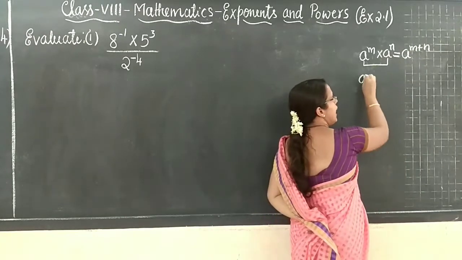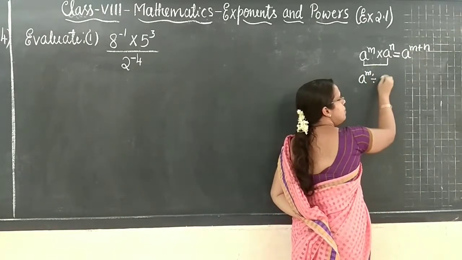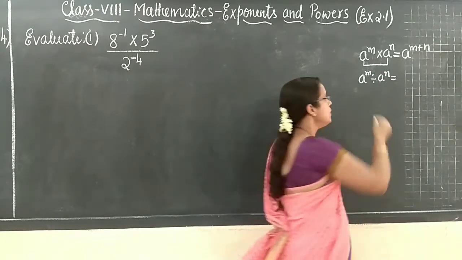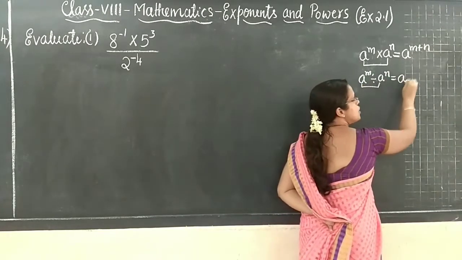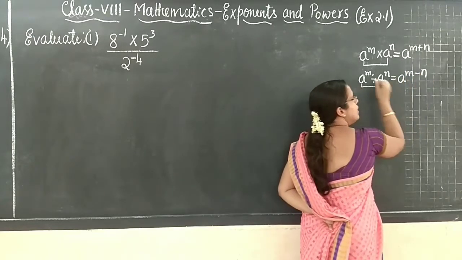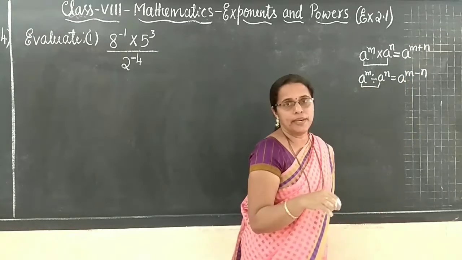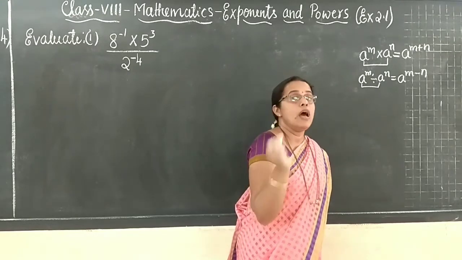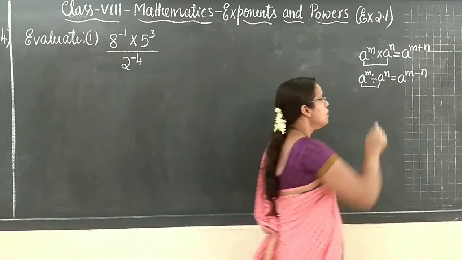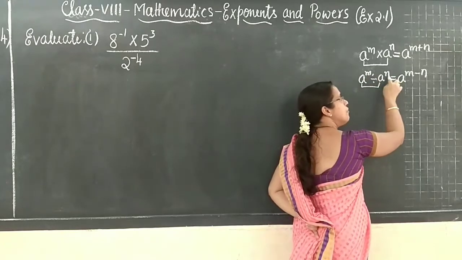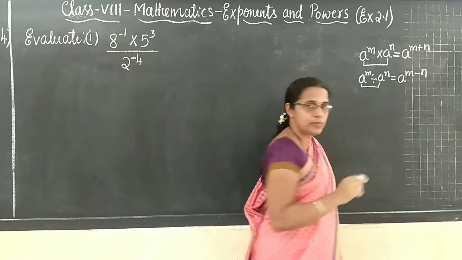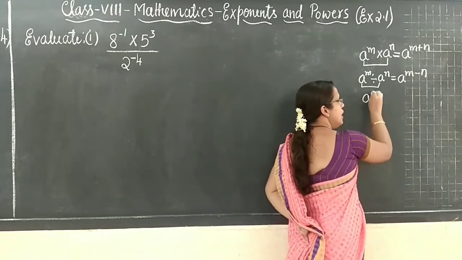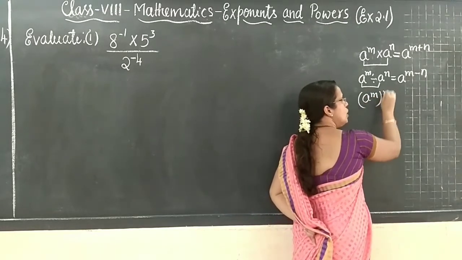Second case, a to the power m divided by a to the power n. When the bases are the same, you have to subtract the powers, when there is a division mark in the middle. Is it okay? Bases are the same, division mark is there, powers will be different. In the powers you have to subtract in the case of division. Got it? So then, third law, a to the power m whole to the power n.